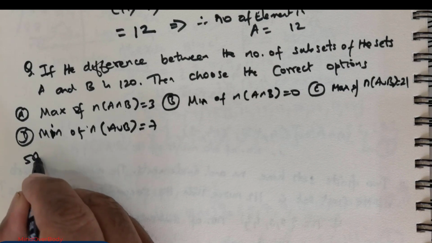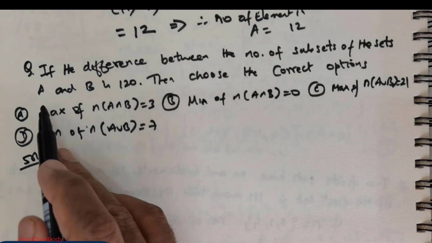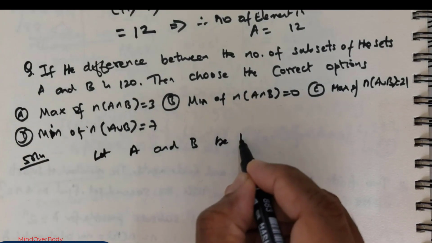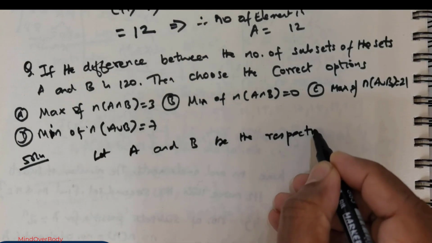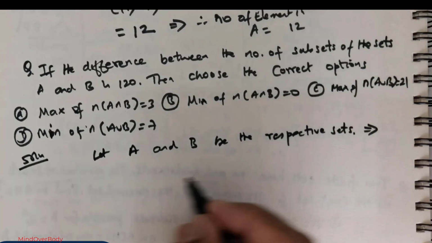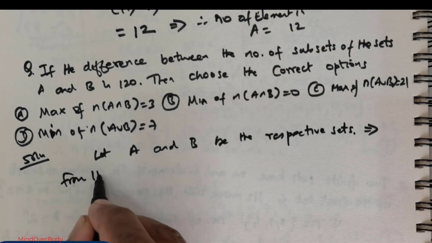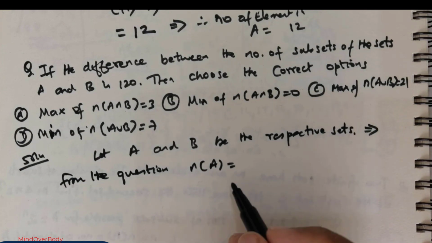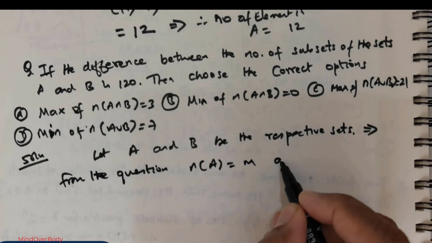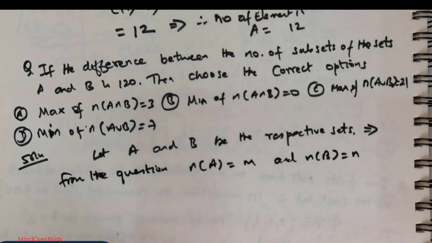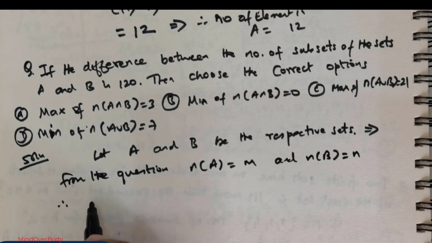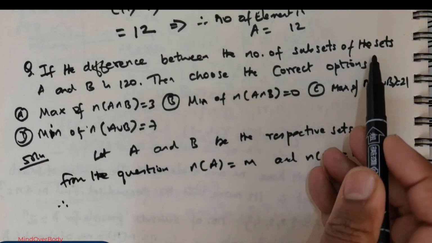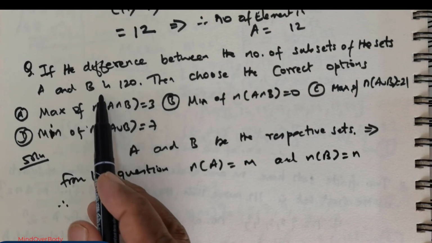Now foremost, this is the solution. Let me start the solution. Now we are talking about subsets of the sets A and B. So I'm going to start up like this. Let A and B be the respective sets. So from the question, it's given in the question, right? So from the question, n of A equal to m and n of B equal to n. Therefore, it says the number of subsets of A and B, the difference is 120.